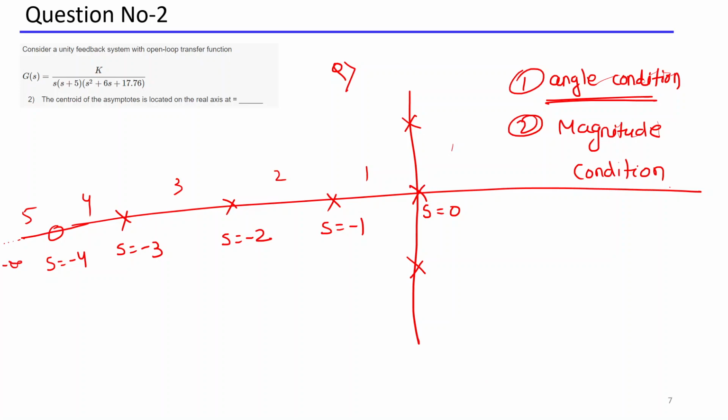Okay, let me give some background, suppose somebody doesn't know how this condition comes. You know that root locus is nothing but converting an open loop transfer function into a closed loop transfer function. Let GH be the open loop transfer function. You find the closed loop transfer function by using 1 plus GH equal to 0.